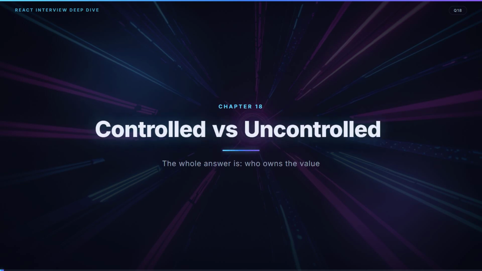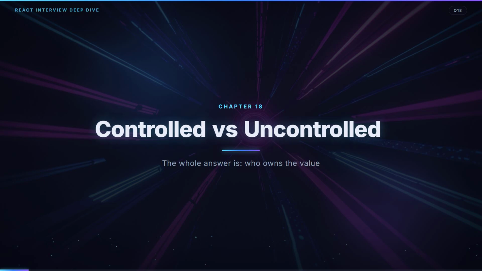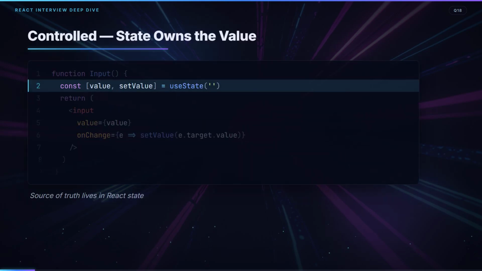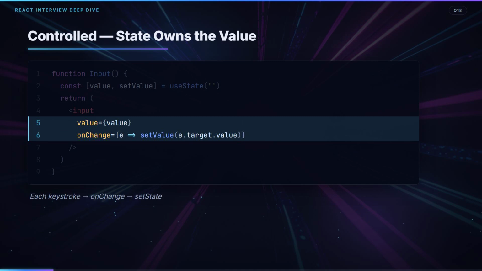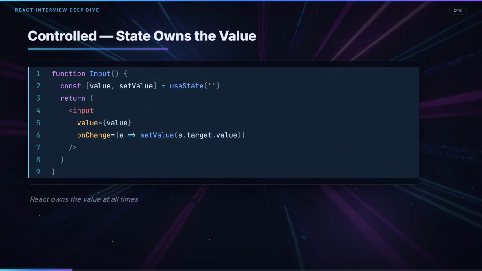What is the difference between controlled and uncontrolled components in React? It is one of the most common form questions, and the entire answer comes down to a single thing: who owns the value? A controlled component keeps its source of truth in React state. The input's value comes from state, and every keystroke fires onChange, which calls setState. State drives the input, and the input reports back.